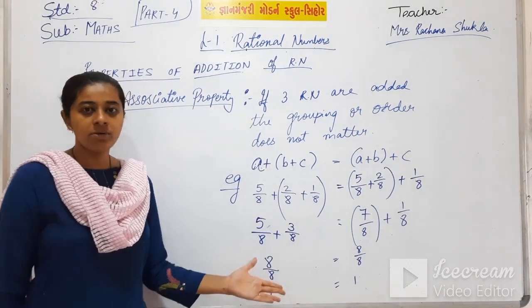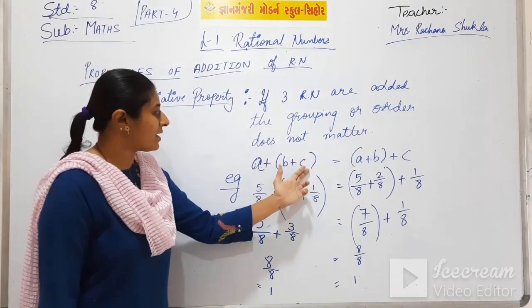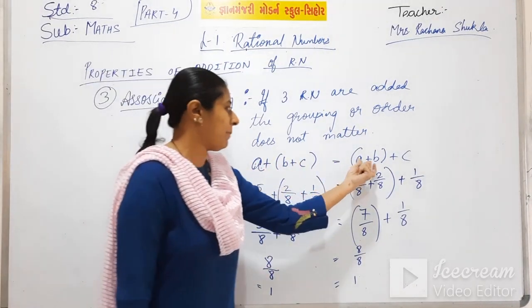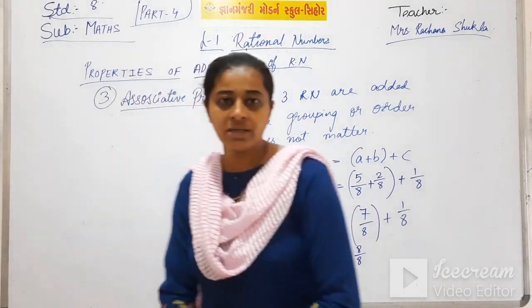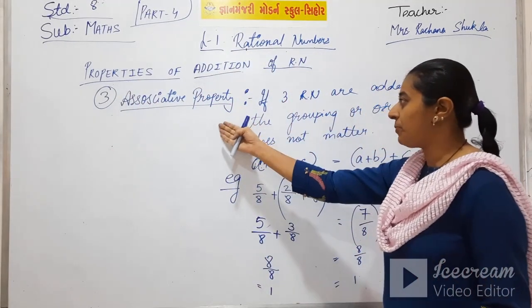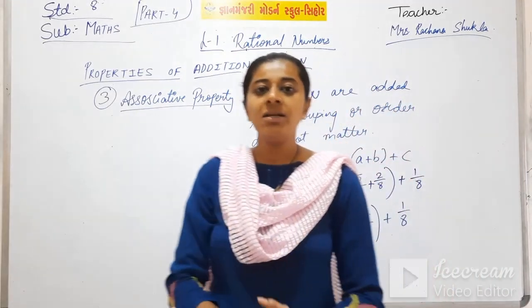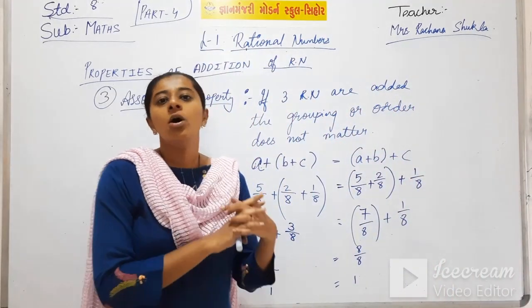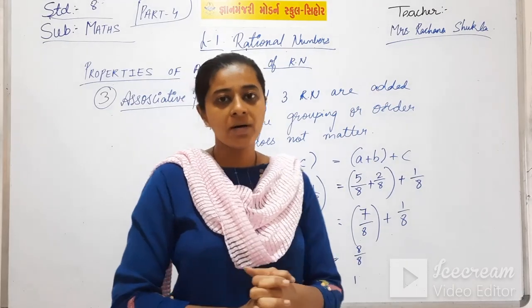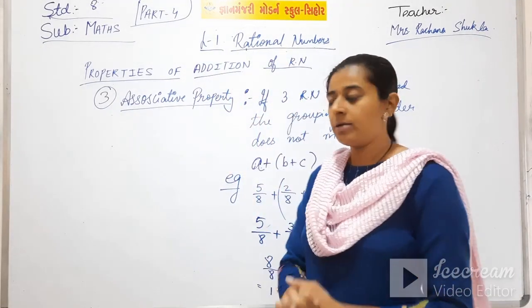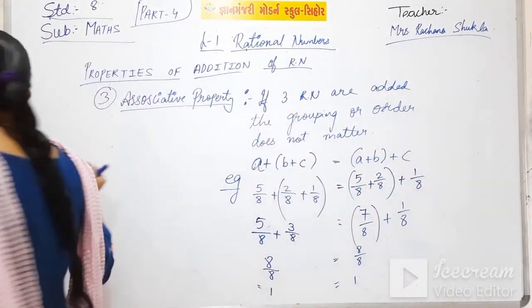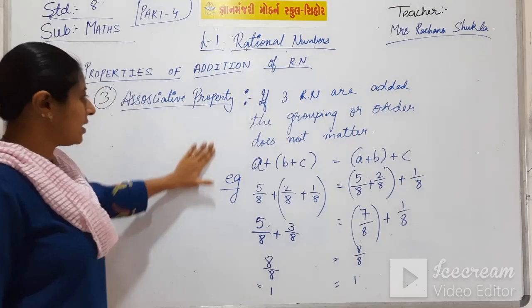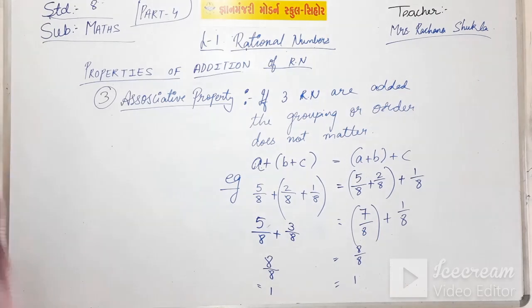Finally, we have proved that a plus (b plus c) and (a plus b) plus c give the same result. In the associative property of addition for rational numbers, the grouping or the order of the numbers does not matter. Now let's see the fourth property. Okay, note down the things in your notebook.